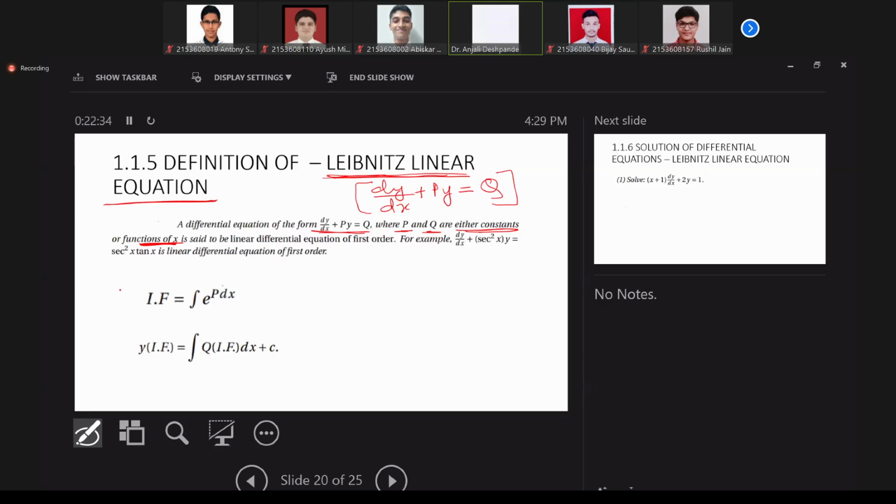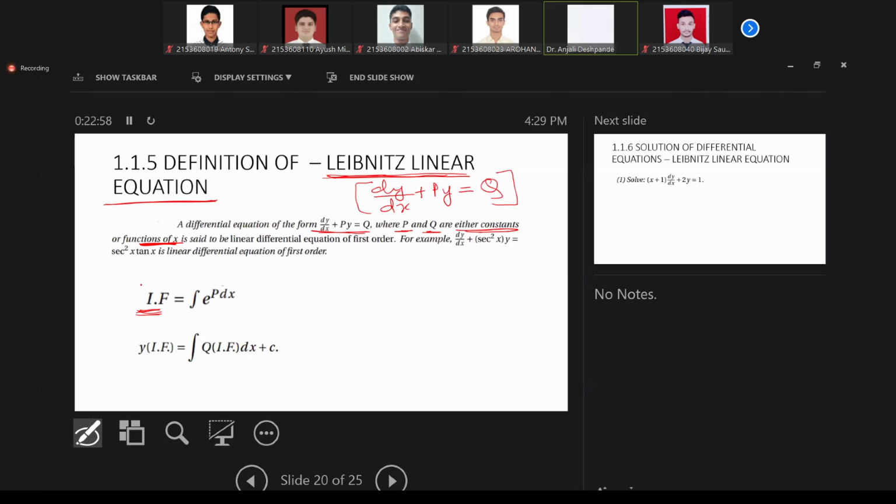For that, we are going to use... Am I audible? You can increase the volume of your device at your end, or you can use headphones.